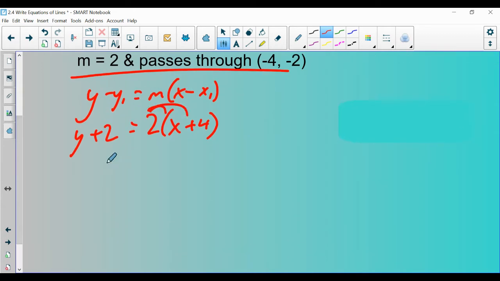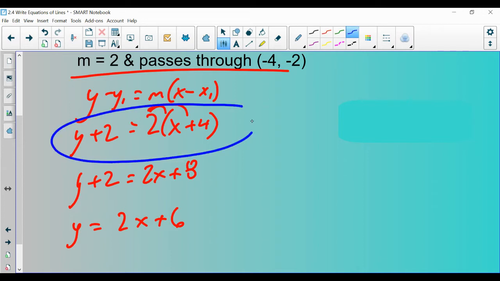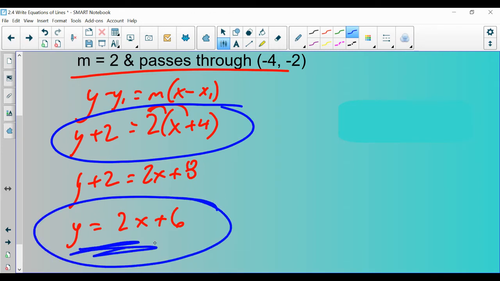I'm going to distribute this 2 in. Y plus 2 is equal to 2x plus 8, and y is equal to 2x plus 6. So if I had asked for it in point-slope form, this would have been acceptable. If I asked for it in slope-intercept form, which is the most common form I'm going to want it in, that would be the right answer.